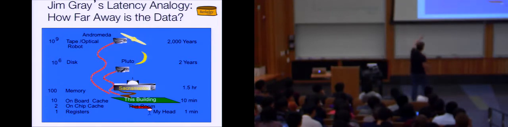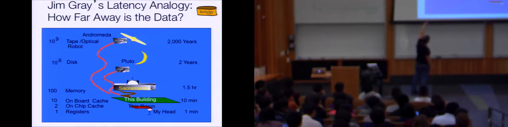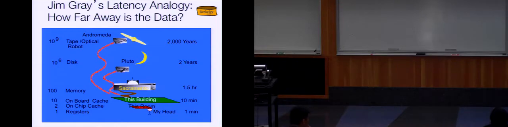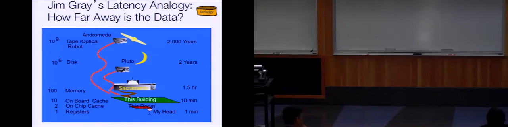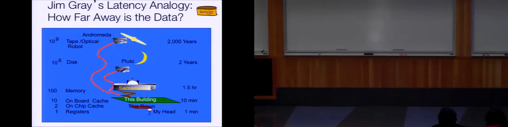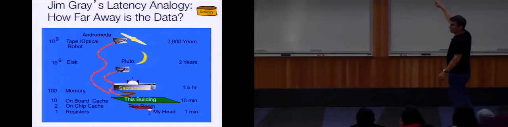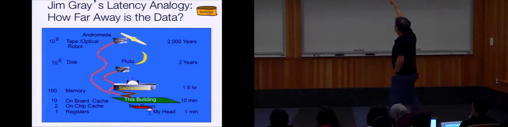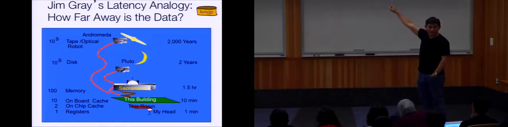But this gives you a sense of the orders of magnitude between registers, on-chip cache, onboard cache, memory, disk, tape robot, right? So if you imagine that going to a register on chip is like going to your head to look something up, well, then going to the on-chip cache is like it's somewhere in the room. Going to the onboard cache, another order of magnitude, is like it's somewhere in the Li Ka-shing building. Okay? Another order of magnitude to get to RAM, that's like going to Sacramento in distance.